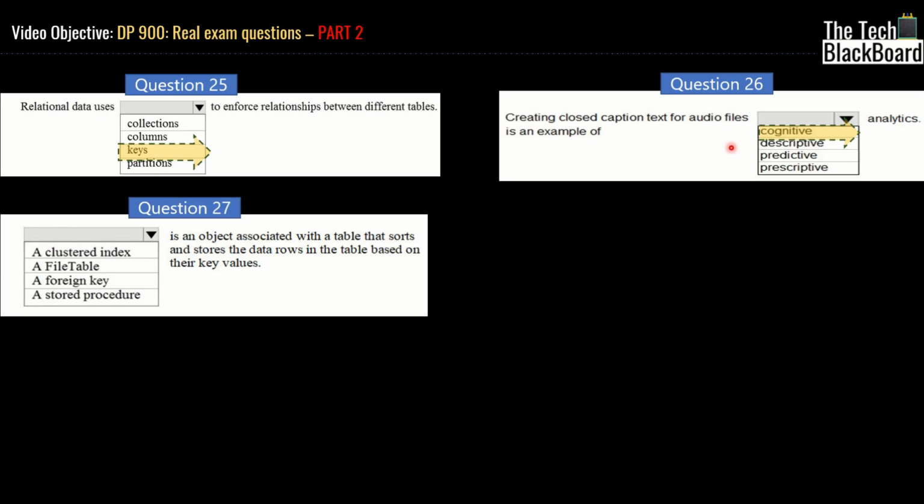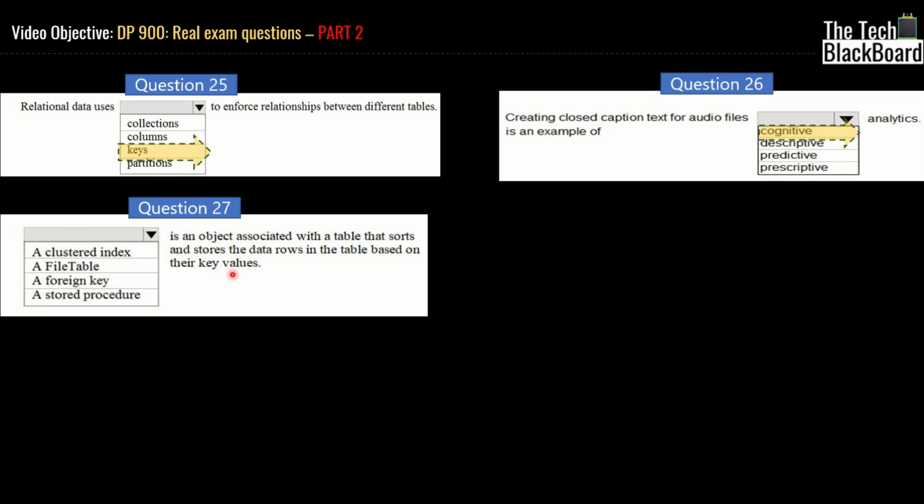Question number 27 asks you to identify the object that is associated with the table that sorts and stores the data rows in the table based on their key values. In my previous videos, I have already hinted that there are two major types of indexes when we talk about databases like SQL Server. The first one is clustered index, the second one is non-clustered. A clustered index is an index that stores the data inside the table depending upon the column on which that clustered index is created.